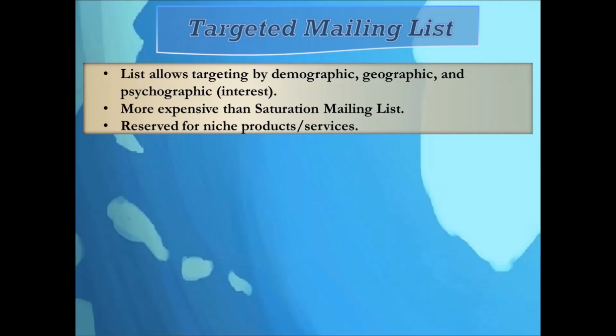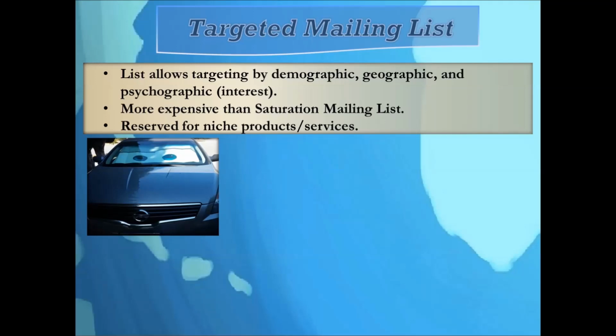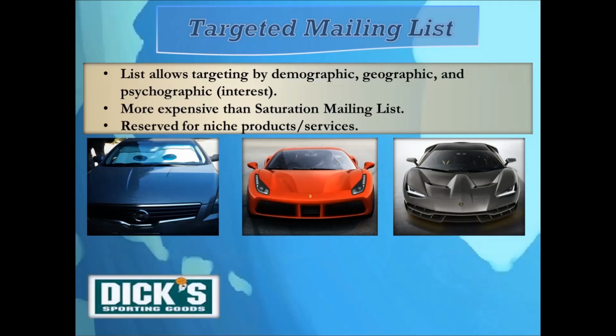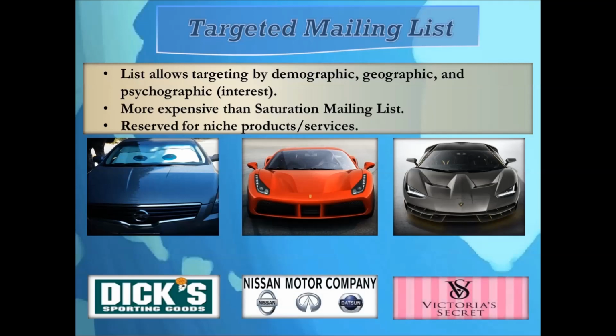A targeted mailing list is reserved for businesses that offer niche products or services, or simply calling out to their existing customers. For example, I have a Nissan Altima, and that's pretty much the only brand I will ever get mail from a car dealership. I will never get a mail from, say, Ferrari or Lamborghini because they know that I am too darn broke to afford it. From their point of view, it wouldn't make sense to target everyone, right? They want to advertise only to those who could afford their cars. Businesses that buy targeted mailing lists include sports stores, car dealerships, and lingerie shops.